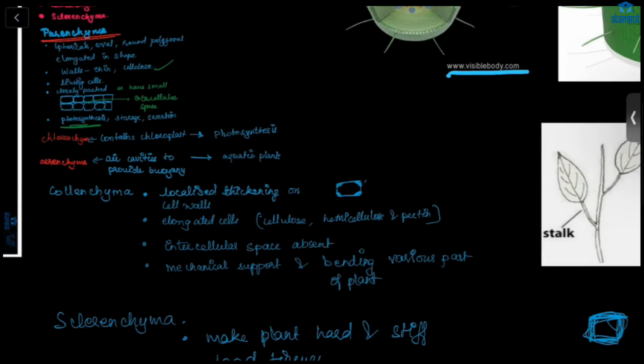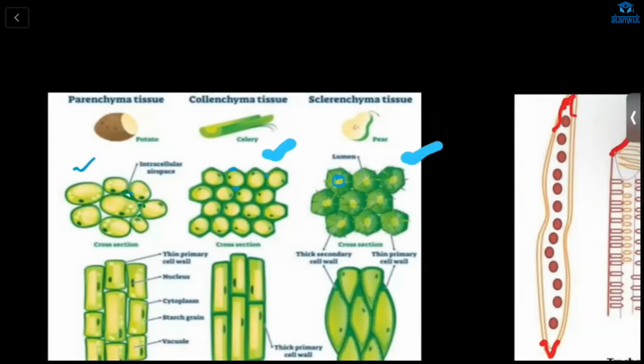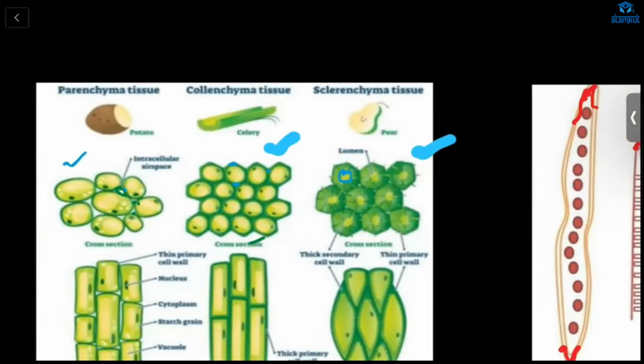Because this has cellulose, pectin, and all that, it is for mechanical support. Also, it will help in the bending of plant parts. When you see this diagram, it will be very easy. Here you have no intercellular spaces, right? And here you have thickening only in particular areas, not all the parts.